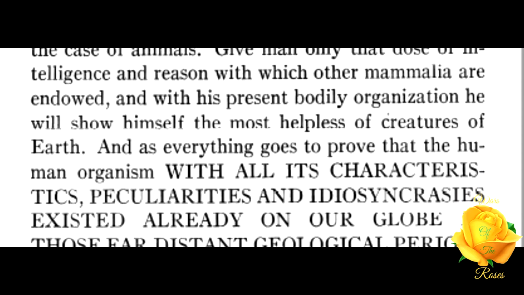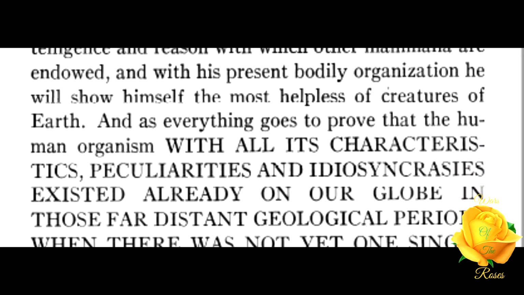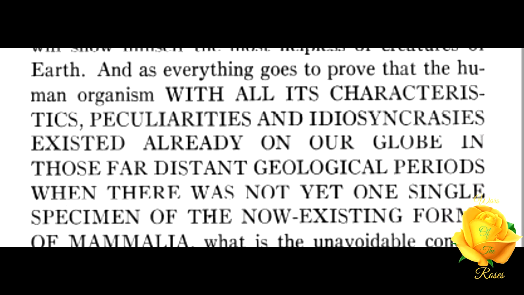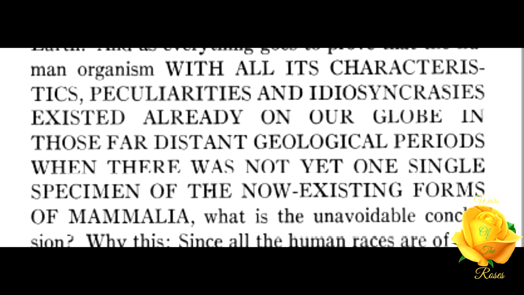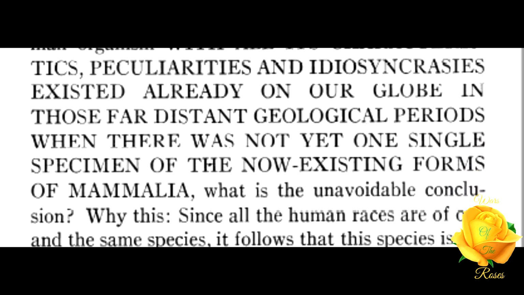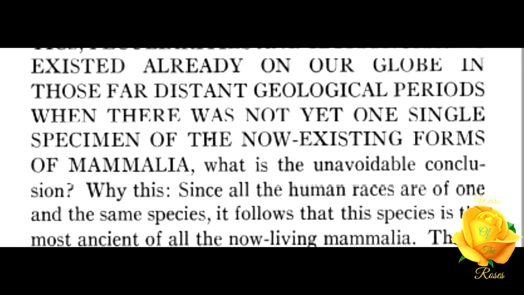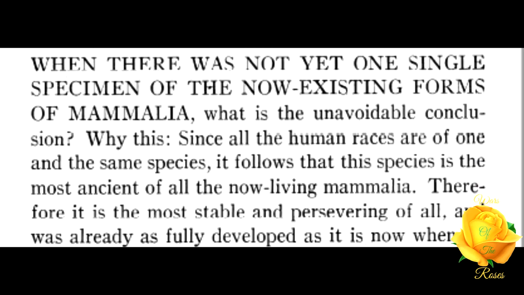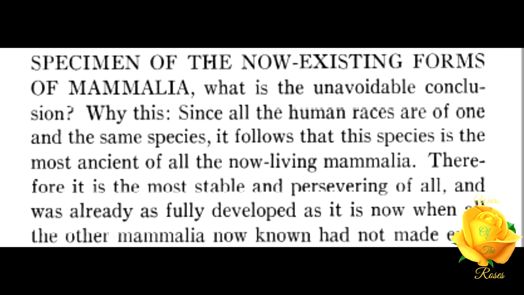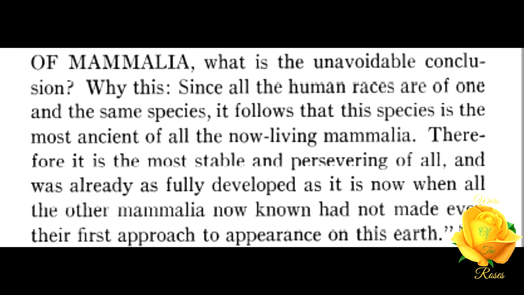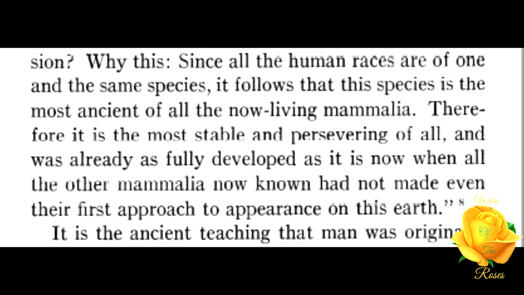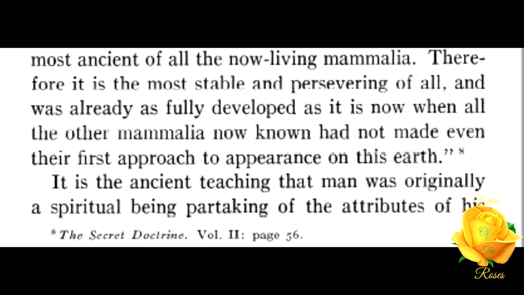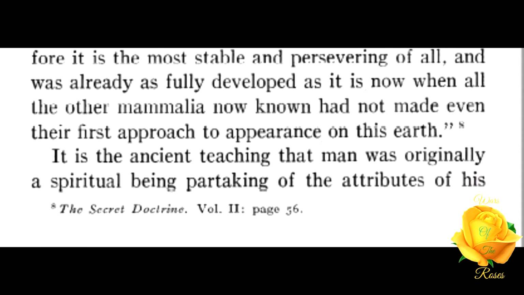And as everything goes to prove that the human organism, with all its characteristics, peculiarities, and idiosyncrasies, existed already on our globe in those far distant geological periods, when there was not yet one single specimen of the now existing forms of mammalia, what is the unavoidable conclusion? Why this? Since all the human races are of one and the same species, it follows that this species is the most ancient of all the now living mammalia. Therefore, it is the most stable and persevering of all, and was already as fully developed as it is now, when all the other mammalia now known had not made even their first approach to appearance on this earth.